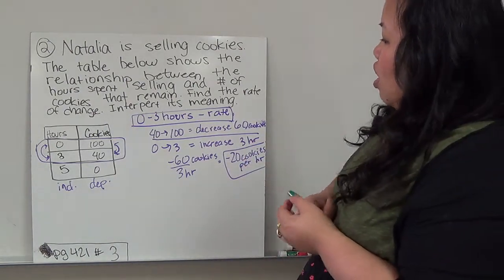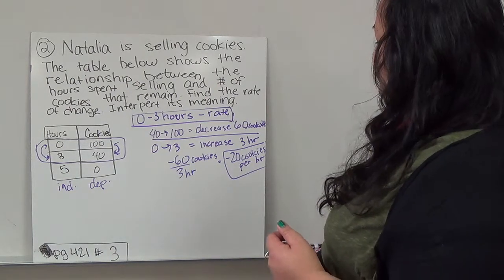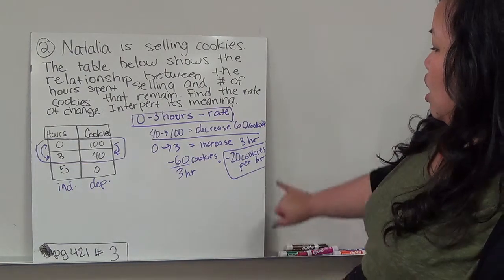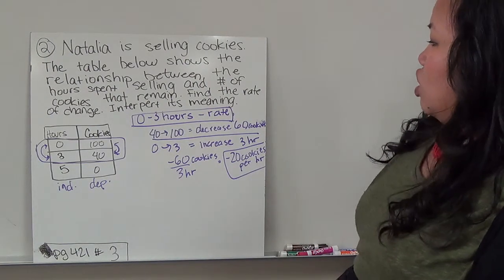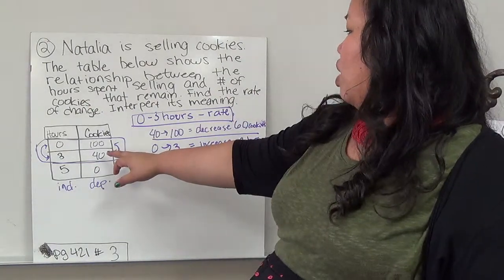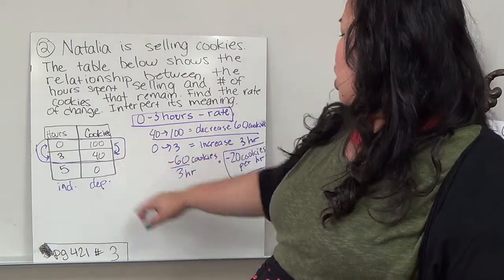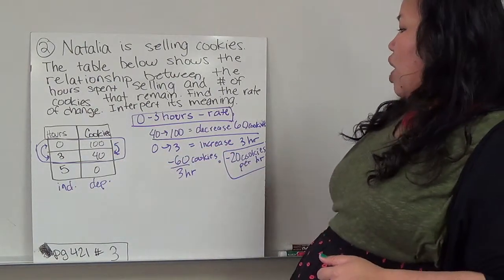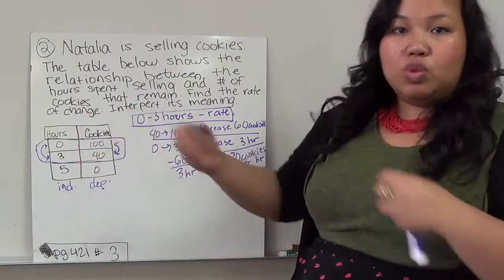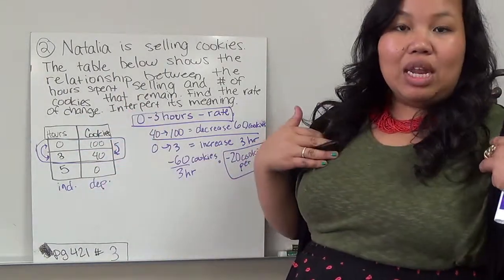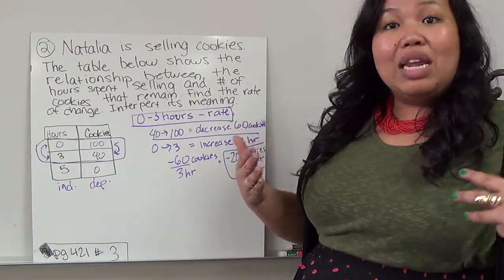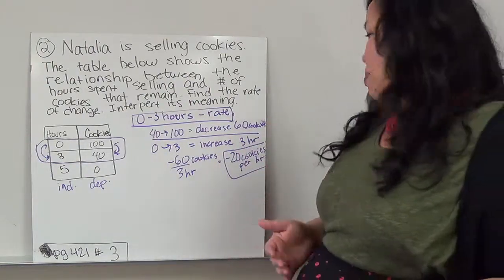So far from here, I'm losing negative 20 cookies per hour. So I went from 100 to 40. That means I'm selling 20 cookies per hour. I started off with 100, and then every hour I've gotten rid of 20, hence negative 20, because I'm getting less. You can also say it the other way, the customer's getting more, but I'm getting less cookies because I'm selling more of them. All right?